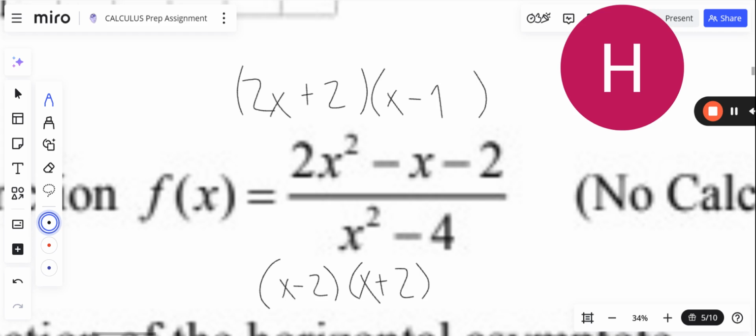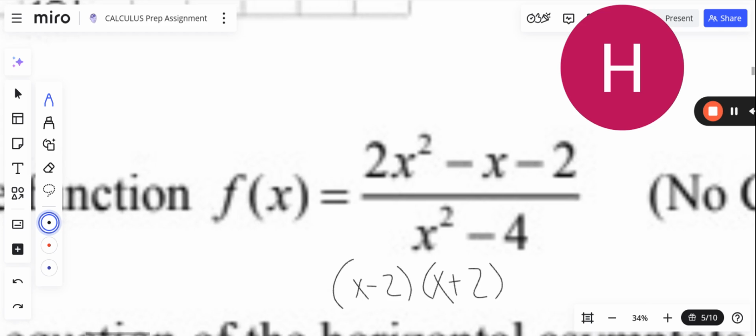Okay, that doesn't seem to work. So let's try negative, or rather positive 1. Oh, yeah, no, I don't think this factors, guys. I didn't check this beforehand, so I really am not too sure.